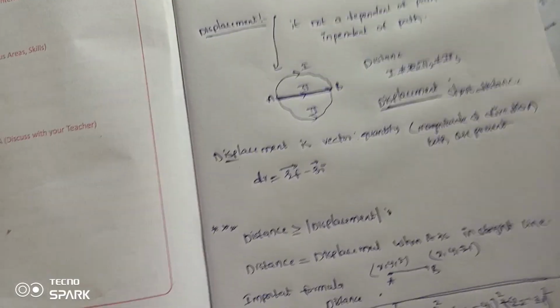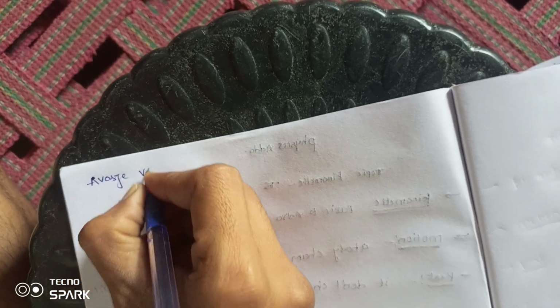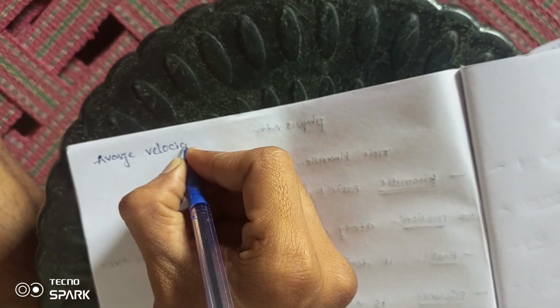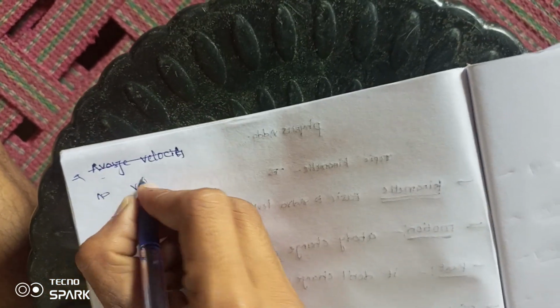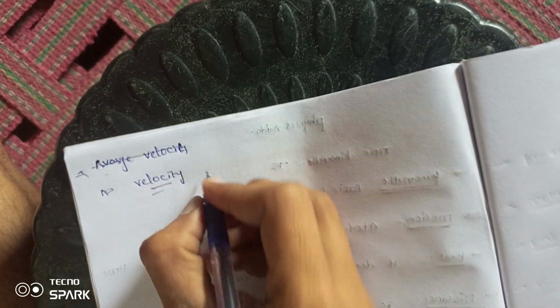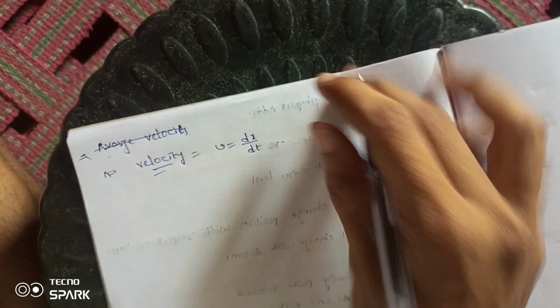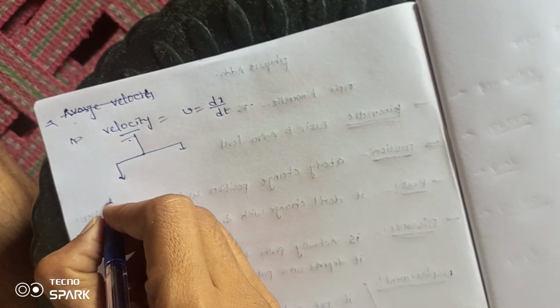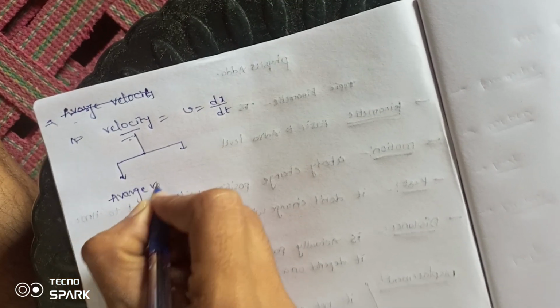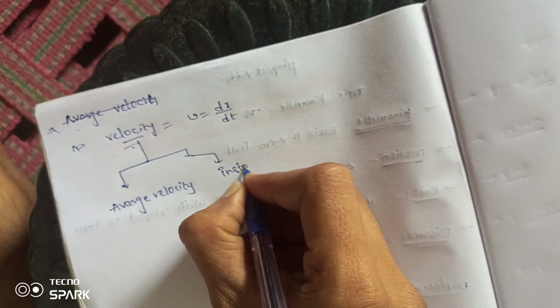And next, let us discuss average velocity. What is meant by velocity? Velocity is the rate of change of position with respect to time. Velocity is divided into two types: average velocity and instantaneous velocity.